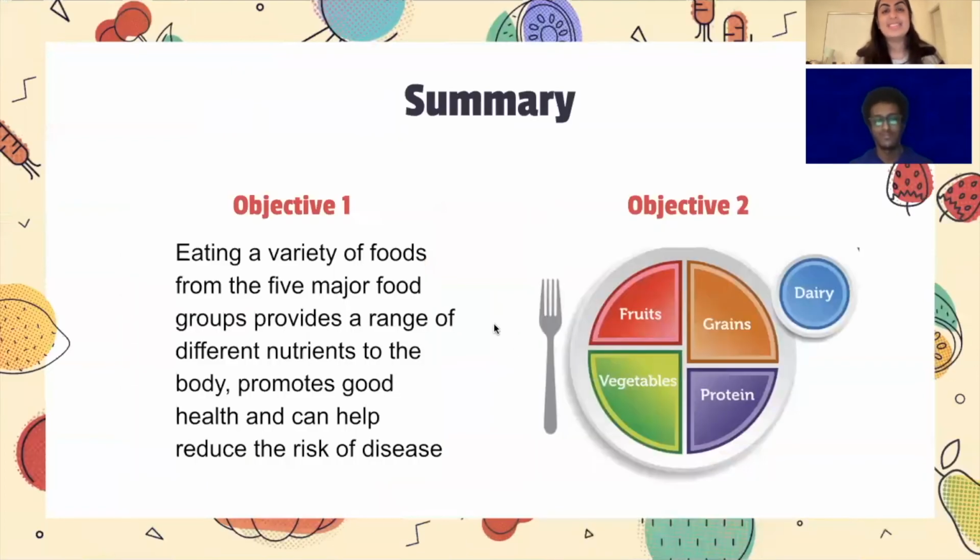Okay, so this is a summary. Thank you for staying with us throughout this whole video. We hope you learned a lot about nutrition. Our first objective: eating a variety of foods from the 5 major groups provides a range of different nutrients to the body, promotes good health, and can help reduce the risk of disease. So really try to get those 5 food groups in however you can. And remember, it differs based on who you are, your sex, and how much physical activity you do. So keep that in mind, and eat whatever you enjoy.